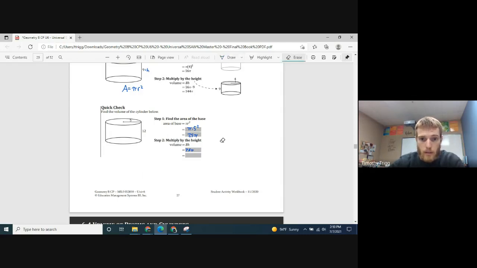Oh, let me rewrite that. That was not good. So that's 25 pi times the height. So in our case, the height is 12. So that gives us a volume of 300 pi. Don't leave off pi. Always remember to bring that along.